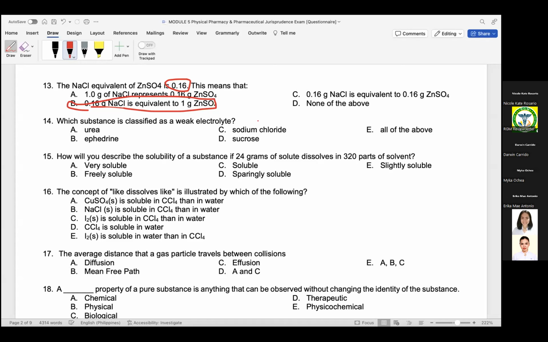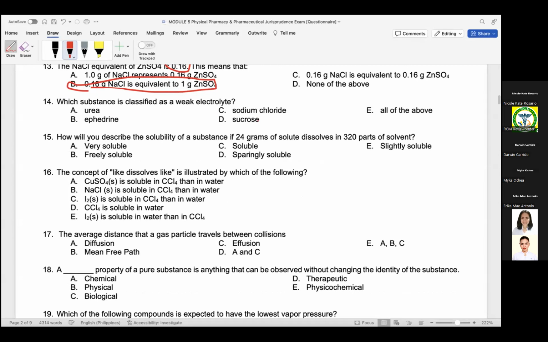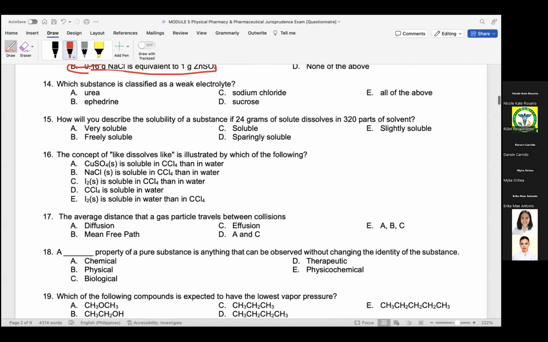Number 14. Which substance is classified as a weak electrolyte? A. Urea, B. Ephedrine, C. Sodium chloride, D. Sucrose, or E. All of the above. So, most drugs are weak electrolytes. So, among the choices, sino ba ang drug?